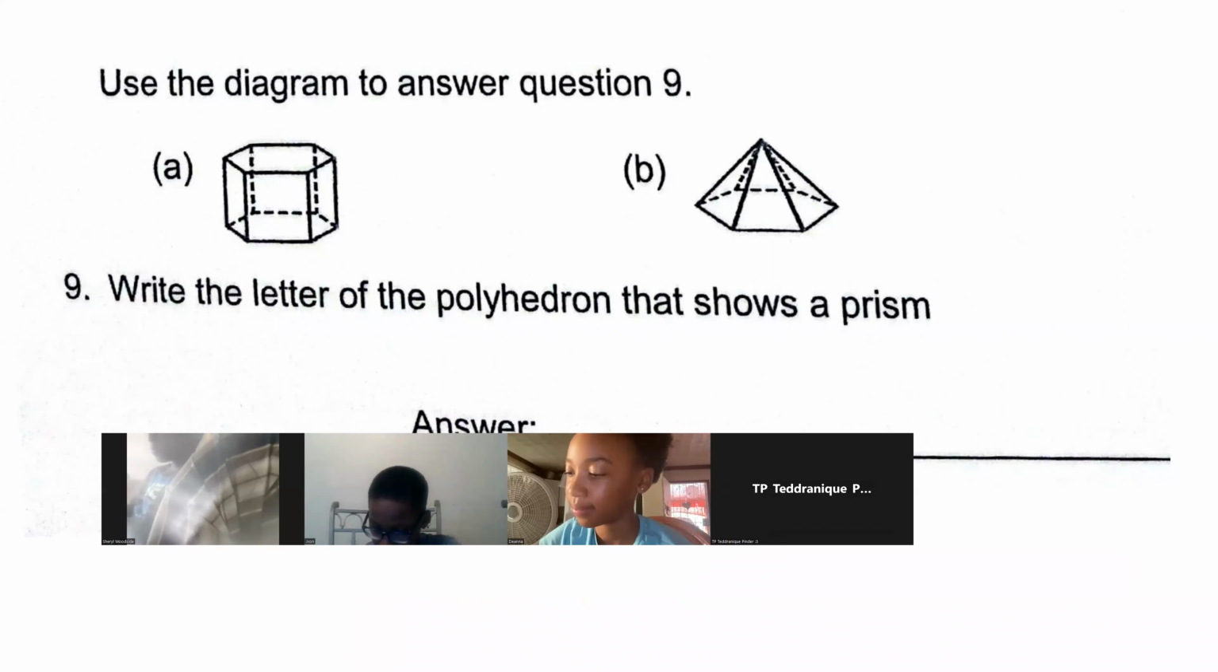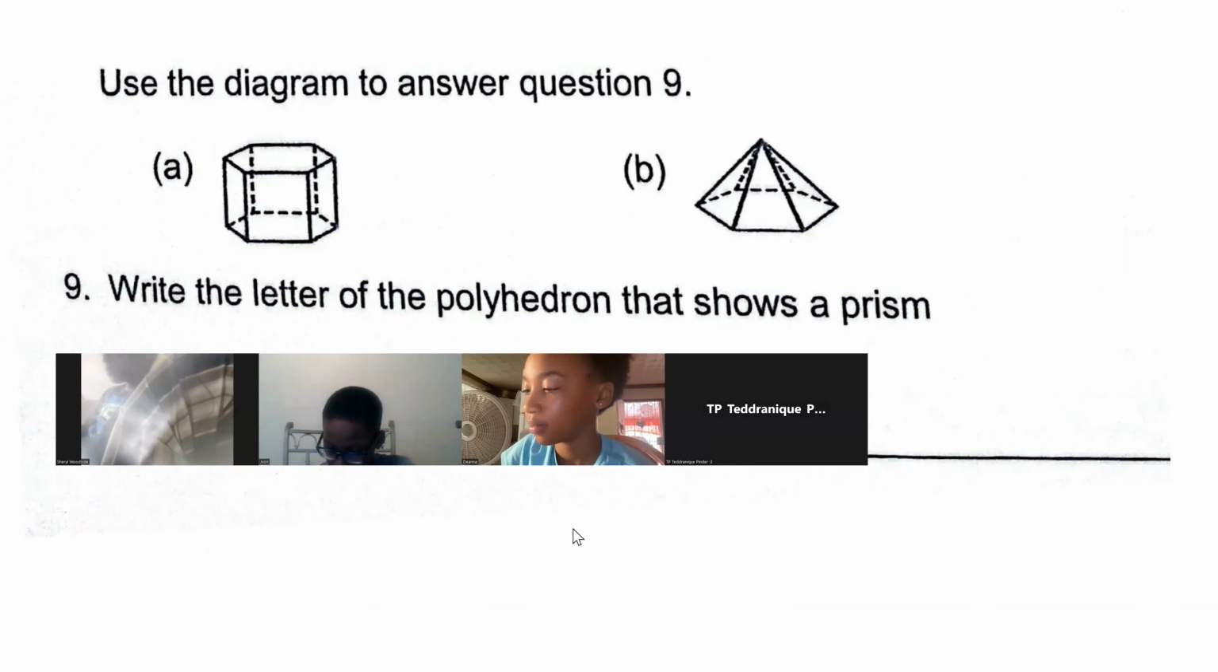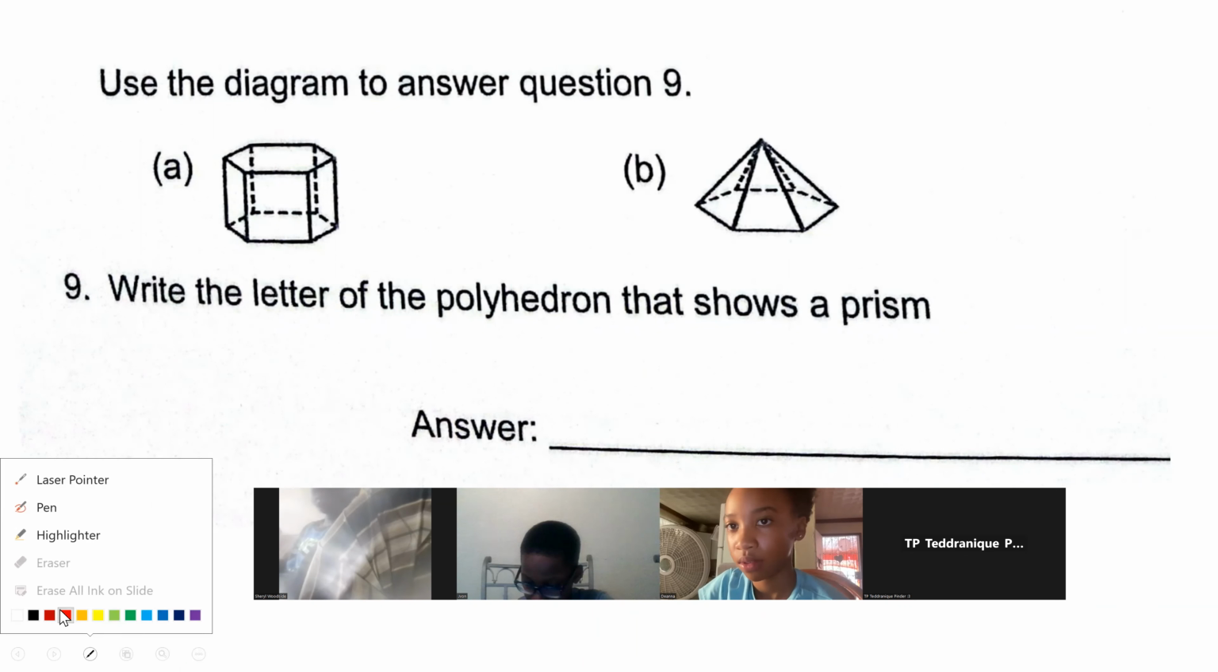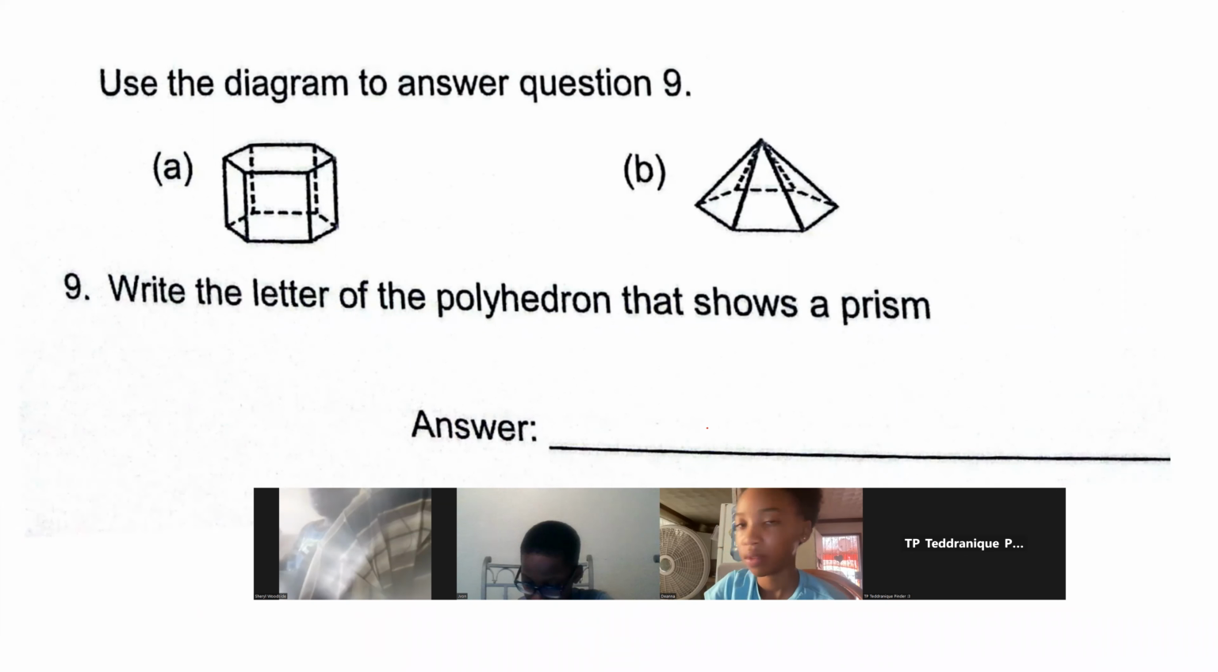Question. Go ahead. I don't have to draw that, right? Yes, you have to draw it. If you don't have the book, you have to draw it. Oh, so I have to draw it. Okay.